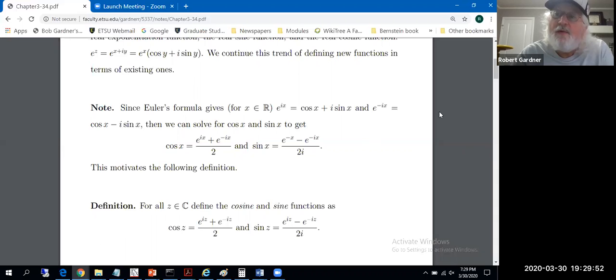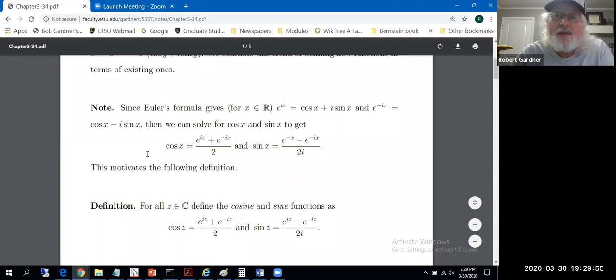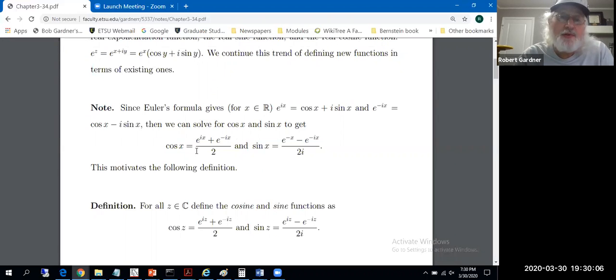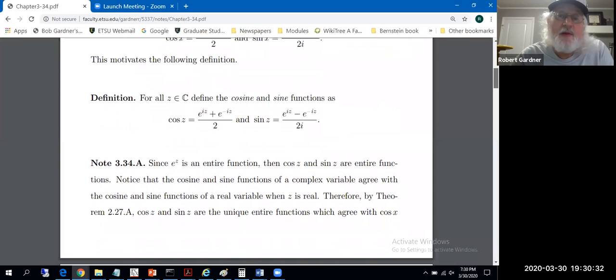But we can solve for cosine x from these 2 pieces of information. Add these 2 together, the imaginary parts, the sine function parts, will cancel out, leaving us with the cosine part, usually 2 cosines. So we'll divide by 2, and we can express the cosine of x in terms of exponential functions involving purely imaginary numbers, e to the ix and e to the negative ix. And similarly, we could take a difference and solve for sine x in terms of e to the ix and e to the negative ix. So this motivates the following.